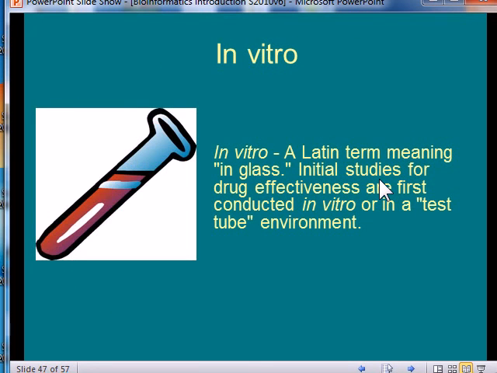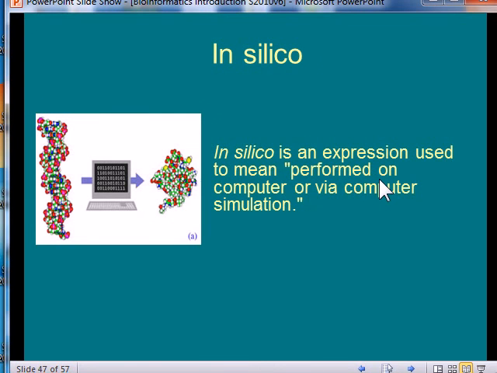In vitro, a Latin term meaning in the glass. Initial studies for drug effectiveness are first conducted in vitro, in the test tube, in wet labs, with specimens. But more and more bioinformatics has taken us to in silico, an expression used to mean performed on a computer or via a computer simulation.